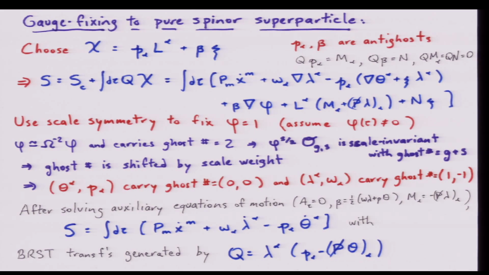This has ghost number g plus s, which means that theta, which started out with ghost number 1, because it has scale weight minus 1, now has ghost number 0 after this gauge fix. Similarly, lambda started out with ghost number 0, but because it has scale weight 1, it has ghost number 1. So we've shifted the ghost number. The action is, of course, the same as here. We've just used the auxiliary equations of motion that fix the world line gauge field to be 0. So this just becomes the ordinary time derivative. So this is just the usual pure spinor action. And the BRST operator, it's easy to read off from the original BRST transformation, is just the BRST operator you want. Okay, so that's the gauge fixing for the pure spinor superparticle.